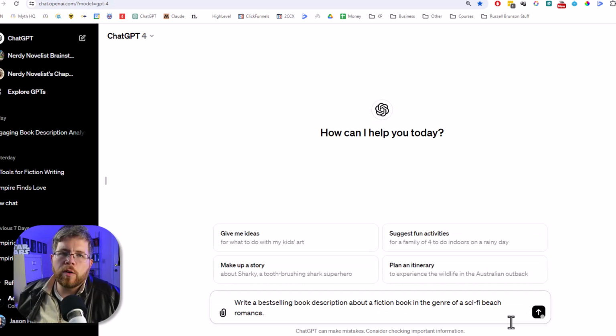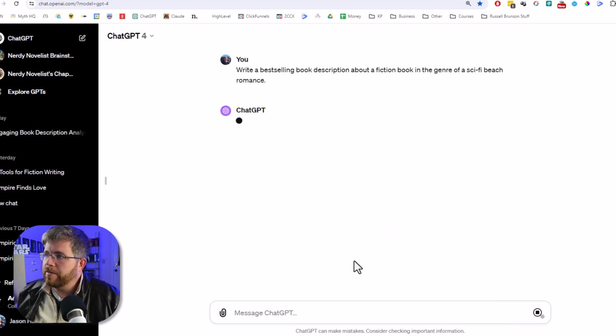And if you had more information about the book, like you already know your characters and the central plot, you could put that here. But it's actually pretty decent at just coming up with something on the spot. So this is a very simple prompt, and ChatGPT is actually very good at this sort of thing because it's been trained on a lot of book descriptions, as you can probably imagine. So let's just see what that gives us.